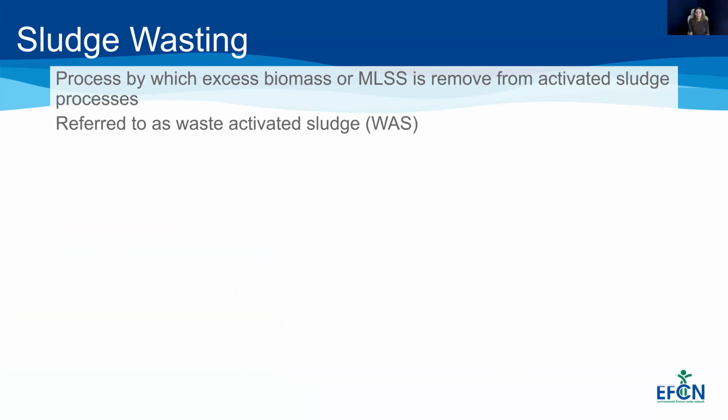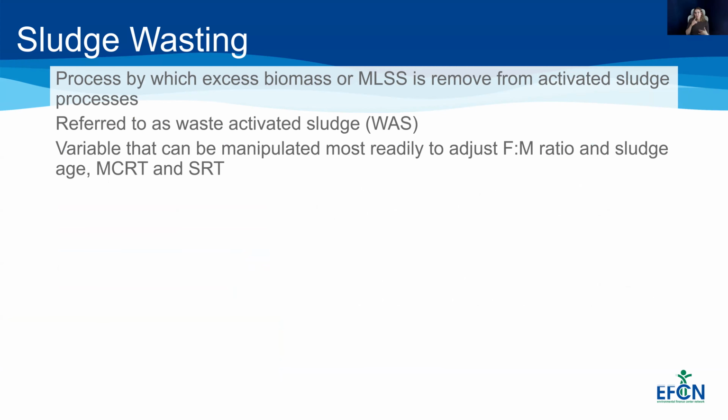As part of that, we also have our sludge wasting. This is the process by which our excess biomass, or MLSS, is removed from the activated sludge process, and it's referred to as our waste activated sludge, or our WAS. Typically the most important thing about the SRT is it helps us understand if we need to increase or decrease our sludge wasting to manipulate the F to M ratio or our sludge age. So a lot of times that's the more practical use of these types of calculations.